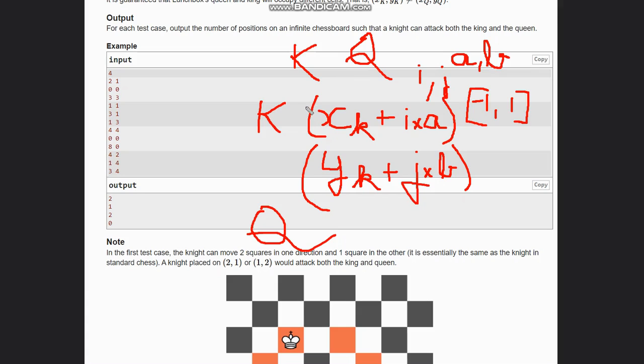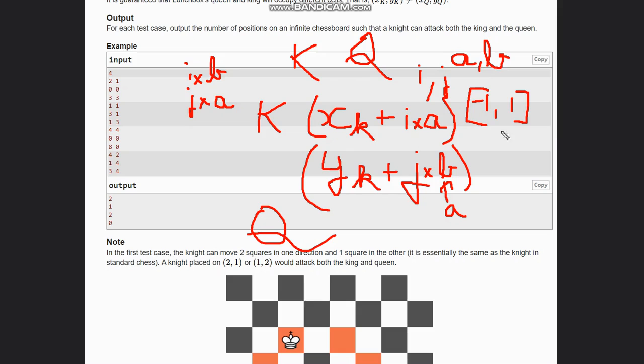Now after this you will also need to find another 4 pairs, because these are only the 4 pairs which we get from here. The next 4 pairs will be xk plus i times b and yk plus j times a, because a and b can be either rows or columns, so we need to take both the cases. So here instead of b we will write a and there instead of a we will write b, and hence we will get all the pairs. Now once we get all these pairs we will store them in a list. And also we will store the pairs of Q in a list.